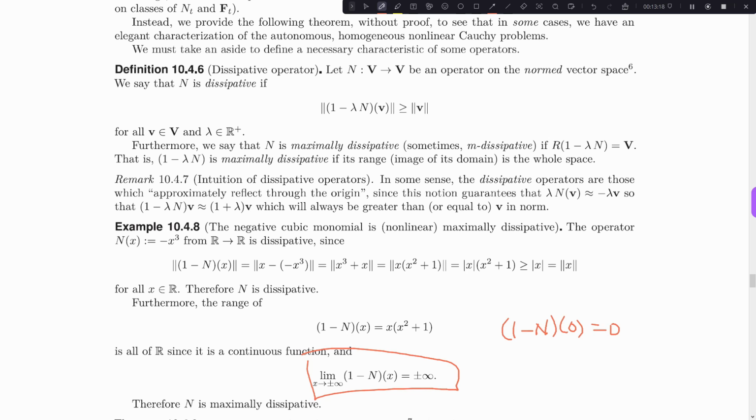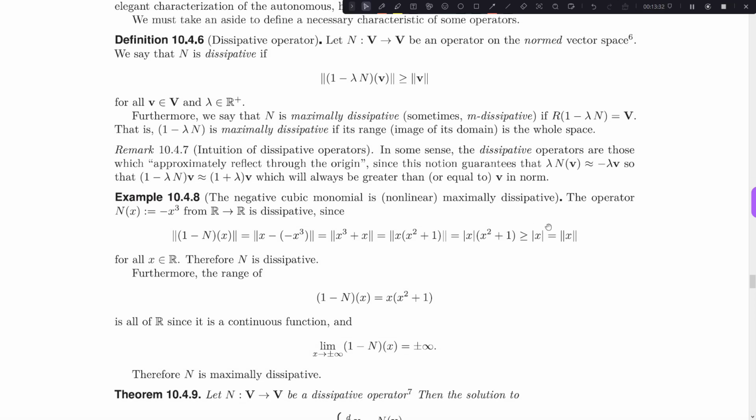Any function which reaches both plus or minus infinity and is continuous reaches every number by the intermediate value theorem. So yes, the range is everywhere, and so it's maximally dissipative. And so that's really nice. And then here's my main theorem, okay?